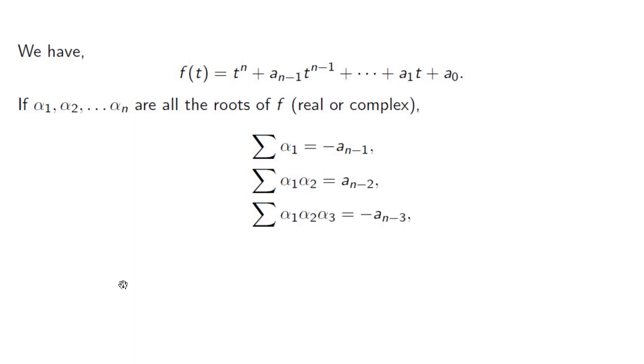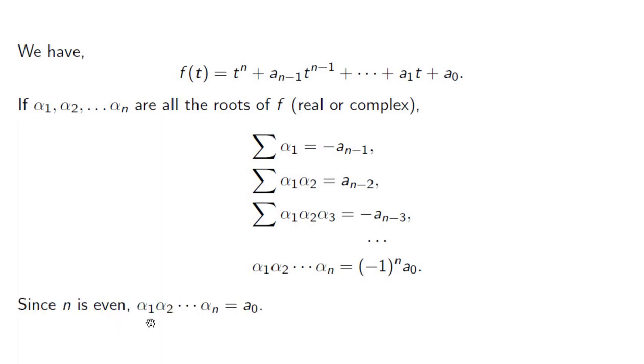And similarly, the sum of the multiplications of roots taken 3 at a time is equal to (-1)^3 a_{n-3}, which is equal to -a_{n-3}, and so on. And finally, alpha_1 alpha_2 ... alpha_n, that is the multiplication of all the roots of f, is equal to (-1)^n a_0. And since n is an even number, alpha_1 alpha_2 ... alpha_n is equal to a_0.